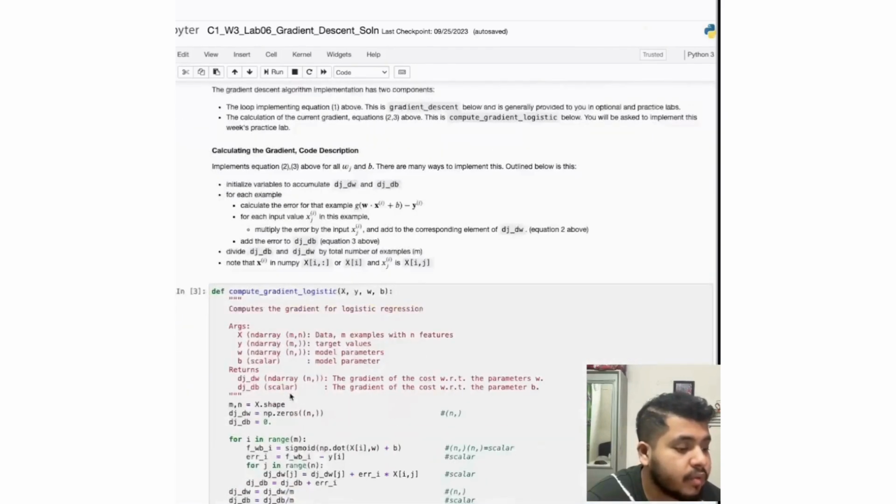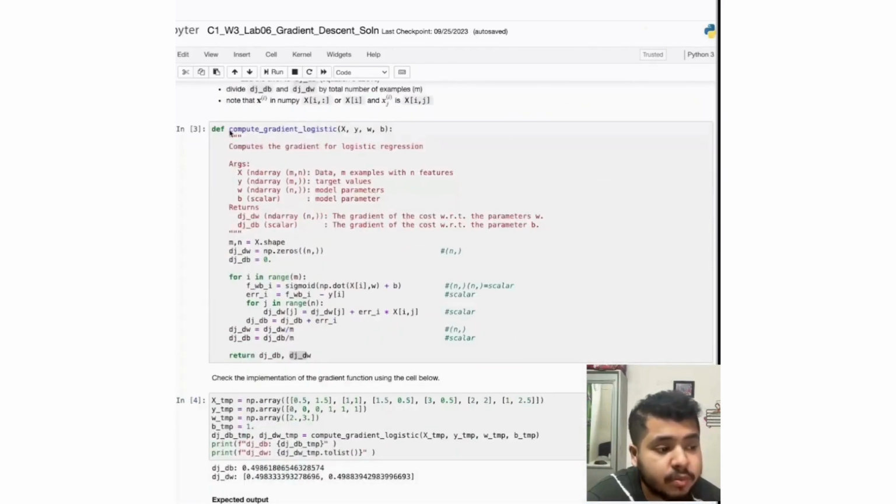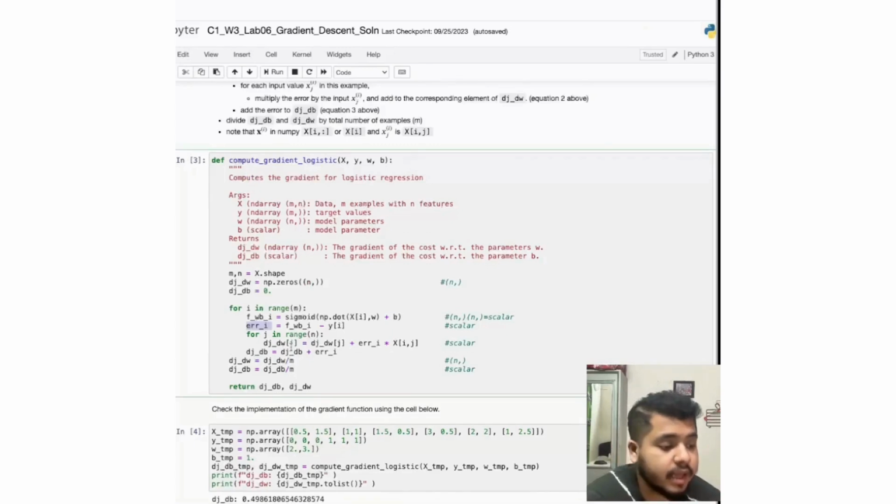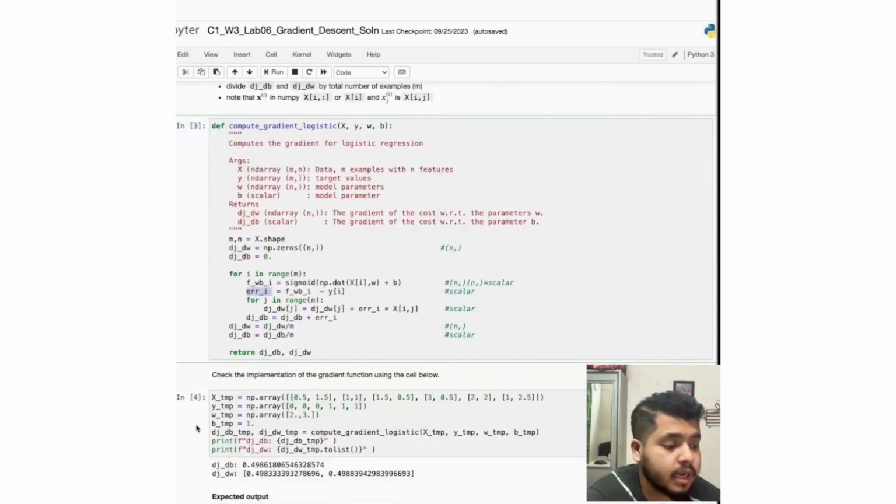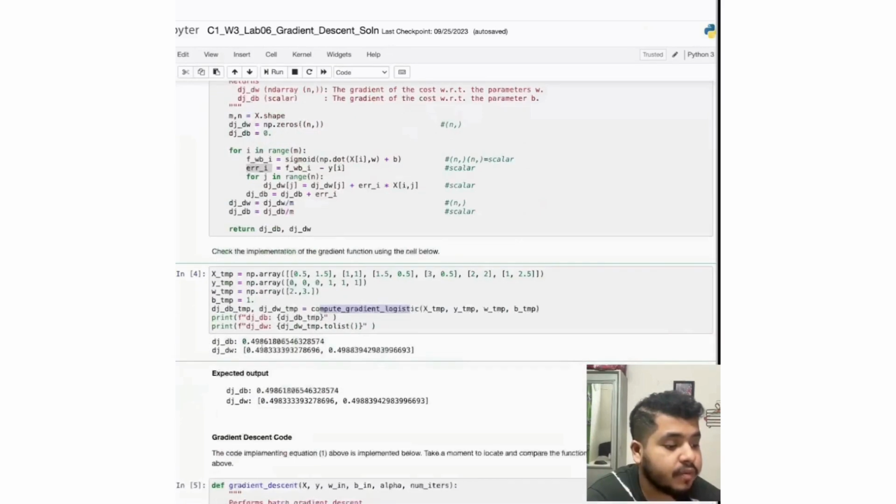The next thing we're doing is computing the logistic gradient. It returns dj_db and dj_dw, which are the gradient of b and the gradient of w. This function returns the equations themselves, and when we run it, we come up with the gradient values, the rate of b and the rate of w. So we're getting the gradients from here.